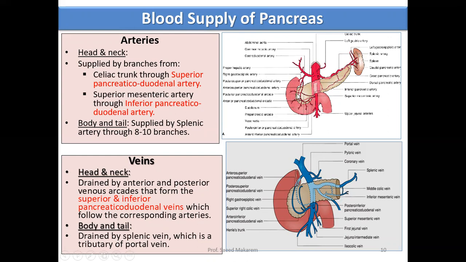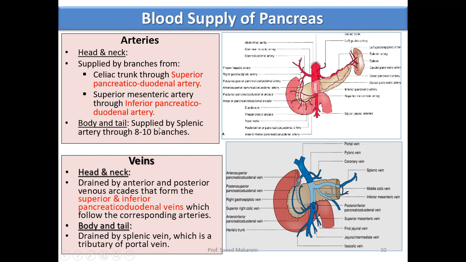The pancreas is actually developing at the junction between the foregut and the midgut, so it is supplied by both the artery of the foregut and the midgut. The foregut artery, the celiac artery, supplies through the superior pancreaticoduodenal artery, and the midgut artery, the superior mesenteric artery, supplies the head of the pancreas through the inferior pancreaticoduodenal artery. Here is the superior pancreaticoduodenal artery, and below it is the inferior pancreaticoduodenal artery.